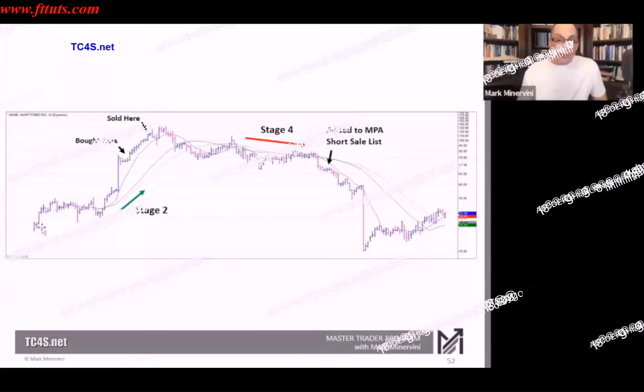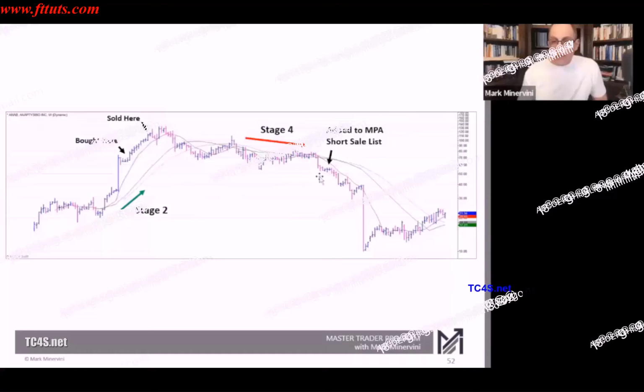And this was a real life example. I bought this ANAB coming out here. You can see it's in a very strong uptrend. I sold it here, pretty quick, quick capture of a move. Way later, after it goes into stage 4, I'm actually adding it to our short list right here. And then you see you get the big break later on. But this is where you go through that maturation cycle.